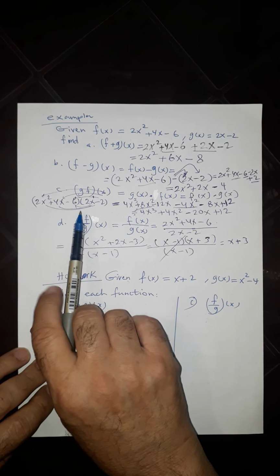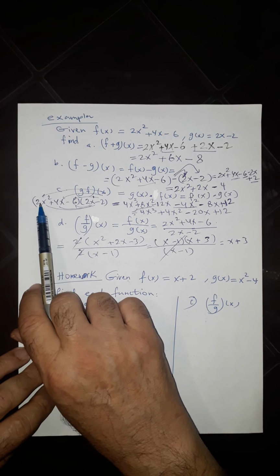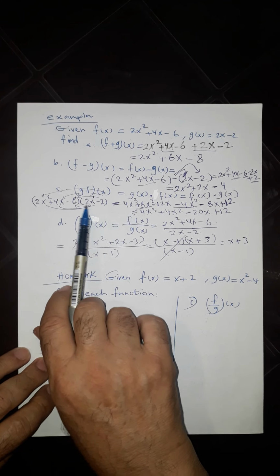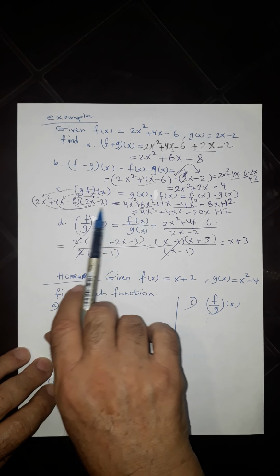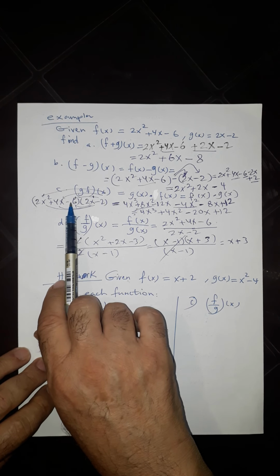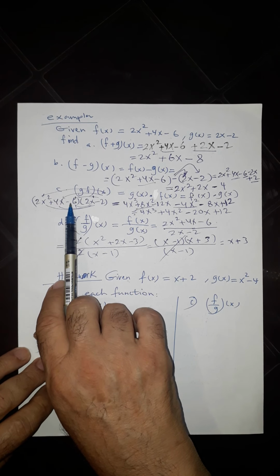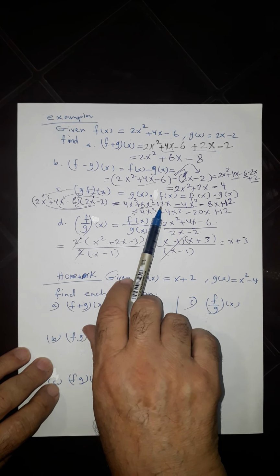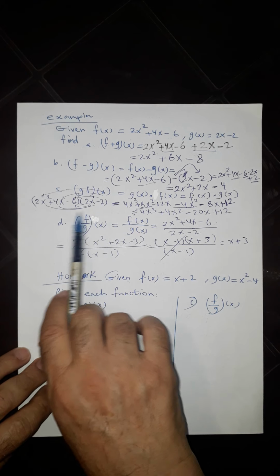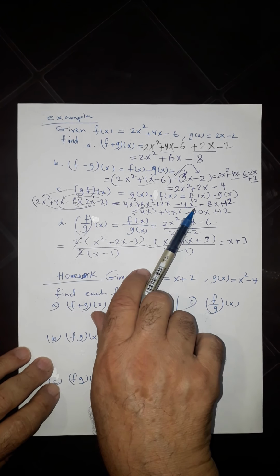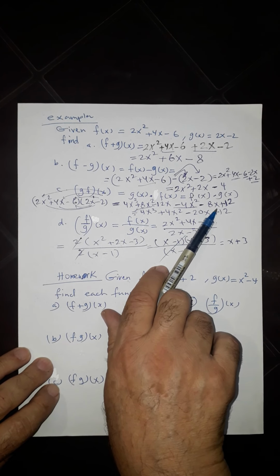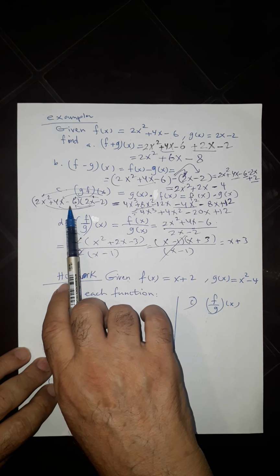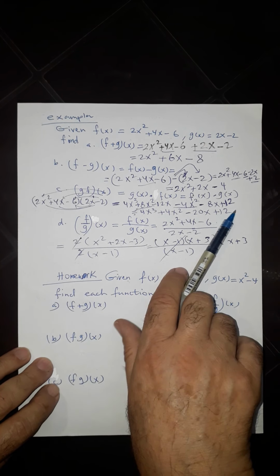We can, as you see, 2x times 2x squared equals 4x cubed. 2x times 4x equals plus 8x squared. 2x times minus 6 equals minus 12x. Then minus 2 times 2x squared is minus 4x squared. Minus 2 times 4x equals minus 8x. Minus 2 times minus 6 equals plus 12.